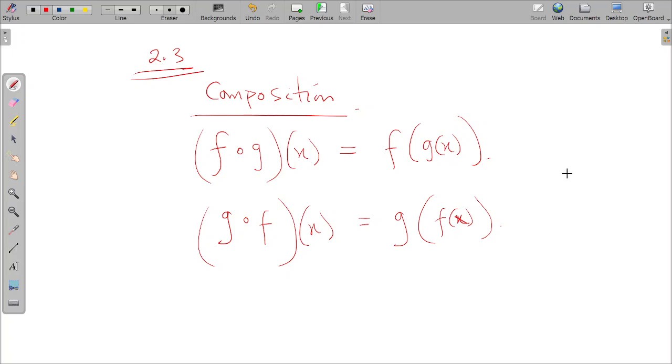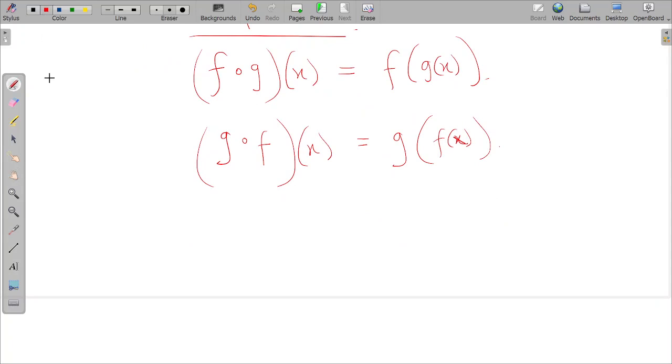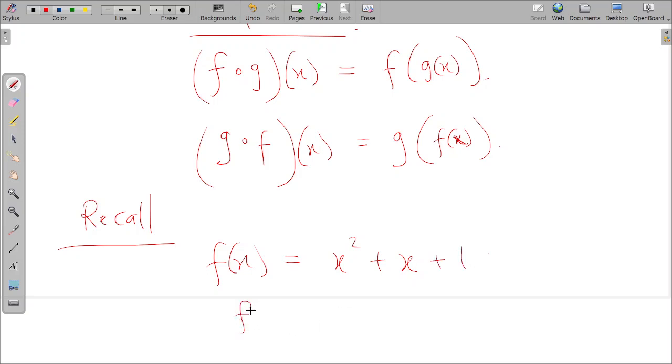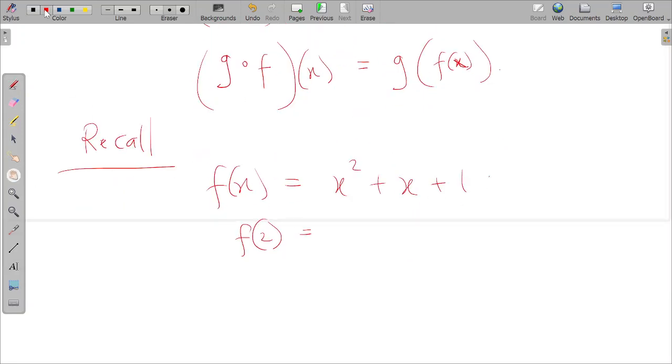Okay, so don't forget or recall when we did function. Say if you have the function of x to be given as x squared plus x plus 1, and I say I want to find f of 2, all I'm doing is to just replace anywhere I see x with what? With 2. So I have 2 squared plus 2 plus 1. Of course, I can find what that means: 4 plus 2 plus 1, which is 7.